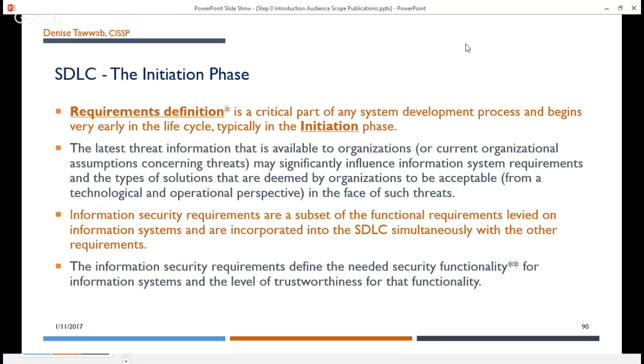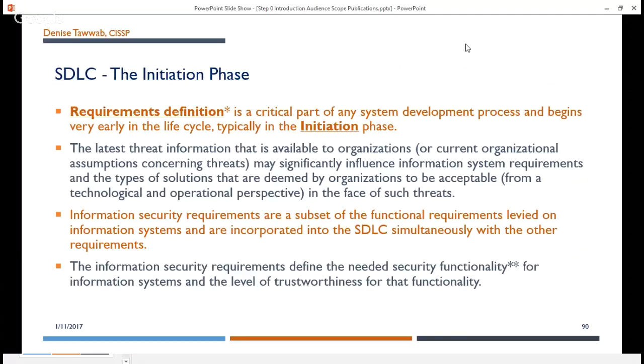Let's talk about what happens at the initiation phase. Requirements definition is a critical part of any system development process and begins very early in the life cycle, typically in the initiation phase. The latest threat information that is available to your organization may significantly influence information system requirements and the types of solutions that are deemed to be acceptable from a technological and operation perspective in the face of such threats. Information security requirements are a subset of the functional requirements levied on information systems and are incorporated into the system development lifecycle along with the other requirements.